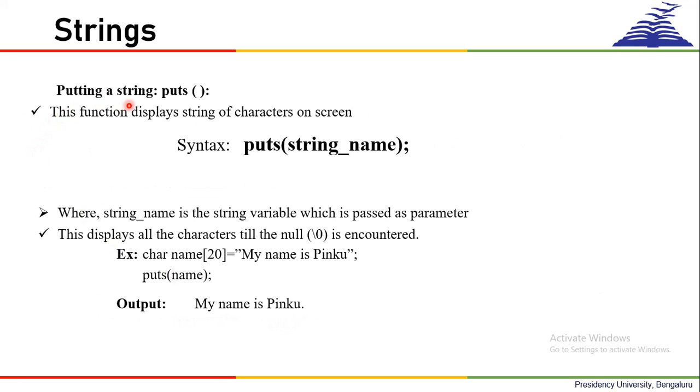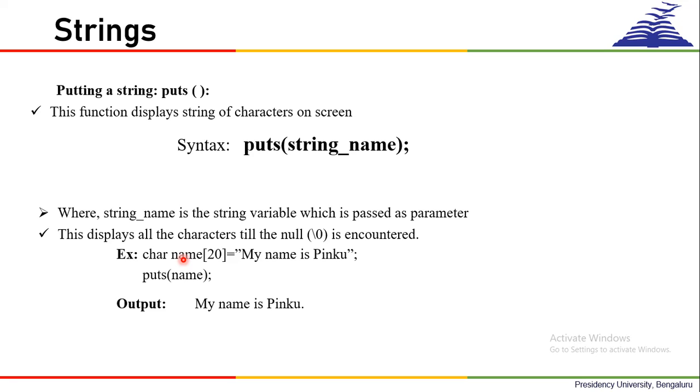And if we see puts, this function displays the string of characters on the screen. The syntax is you write puts and in brackets whatever you want to display. The string name is the string variable which is passed as a parameter. This displays all the characters till the null is encountered. So here we can see that all the spaces are there and this is one string.